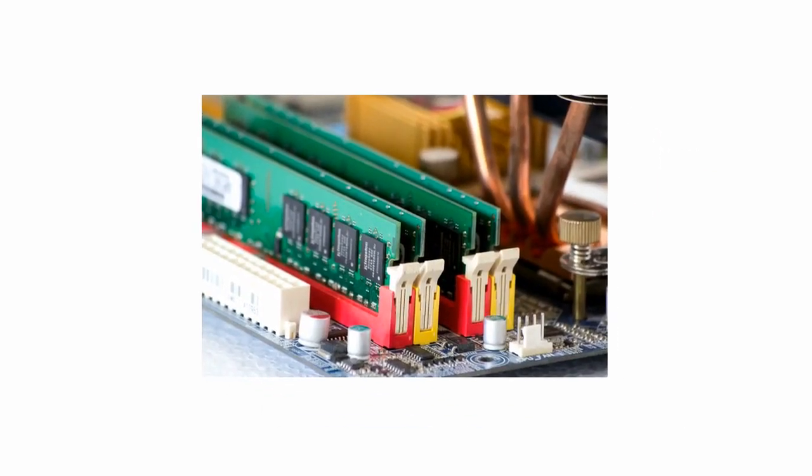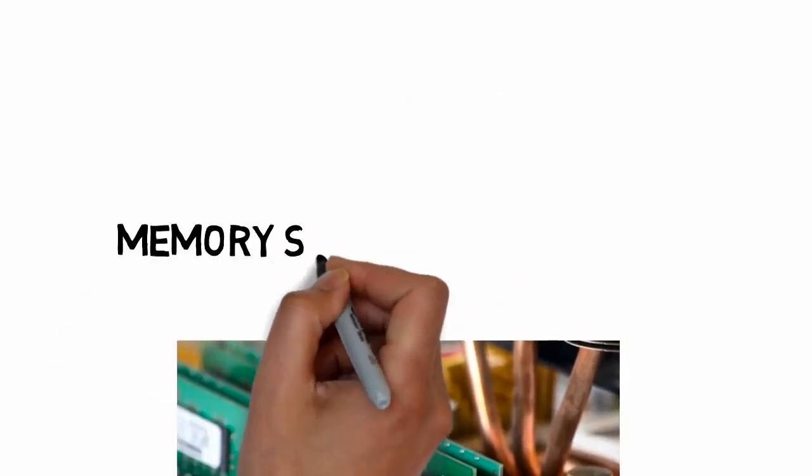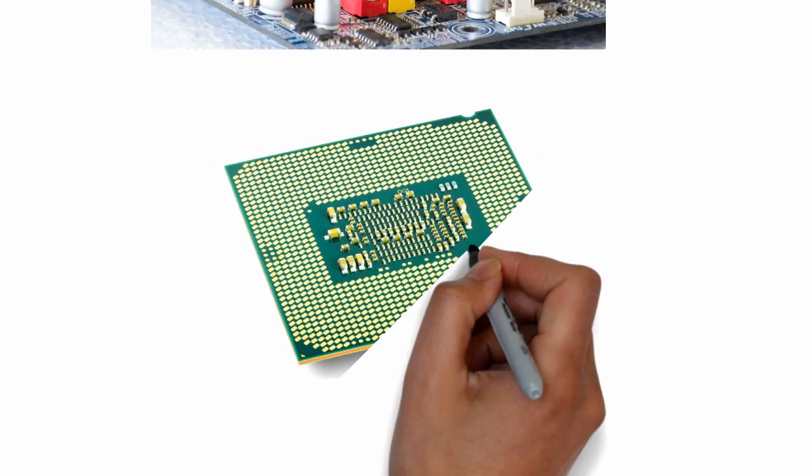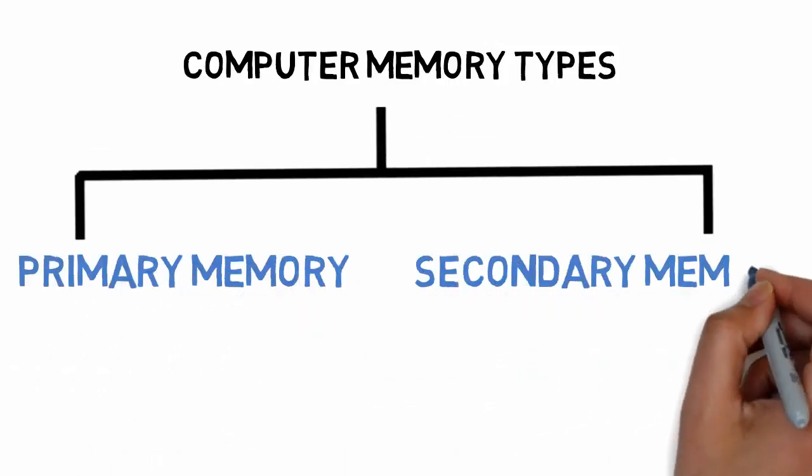The memory system of a computer is one of the most important parts of a computer. The CPU uses this memory system to store and read data to give output. Fundamentally, there are two types of computer memory: primary memory and secondary memory.